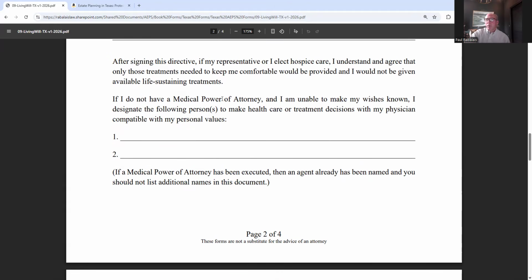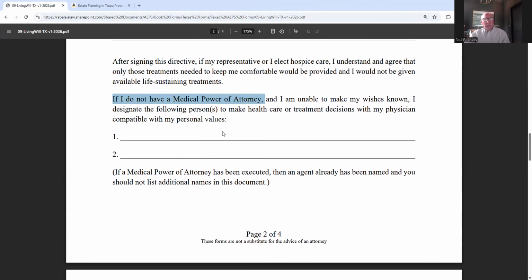All right, and then here's a provision. There are several provisions about hospice care, but I'm going to jump to this one that says, if I do not have a medical power of attorney. Well, if you do purchase my book, you'll get free access to downloadable forms. And one of the forms that you'll get access to is a Texas specific medical power of attorney.